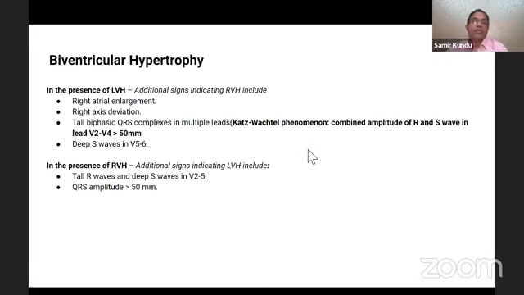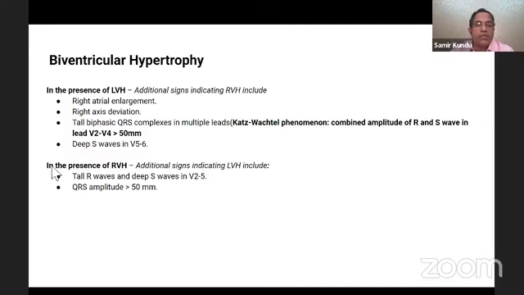In case of biventricular hypertrophy, there is any presence of left ventricular hypertrophy plus any sign of right ventricular hypertrophy, including right axis deviation, right atrial enlargement. There is a biphasic QRS complex in the mid precordial leads, especially V2 to V5. The total combination of the R wave and S wave more than 50. This is called Katz-Wachtel phenomenon, and deep S wave in V5 or V6.